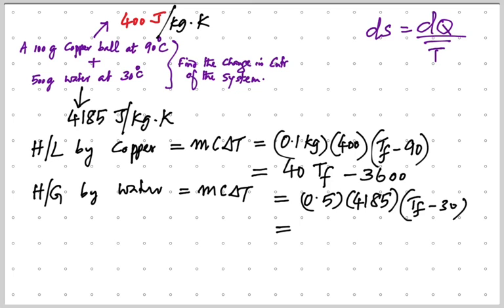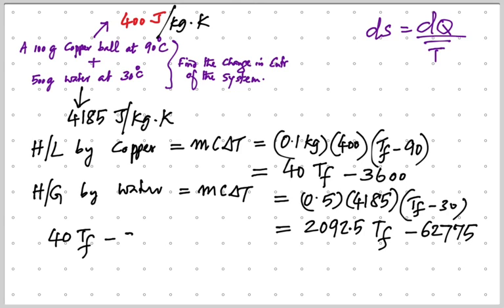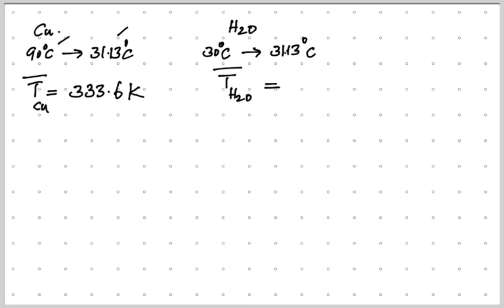I would have written it as 2,100. Okay, so it's 2,092.5 for the one that's attached to TF minus 62,775. Okay, so add both and set them equal to 0. Isn't that what we do? 40 TF minus 3,600 plus 2092.5 TF minus 62,775 is equal to 0. Do that, solve for T final, tell me what you get. 303.6. So 303.6.